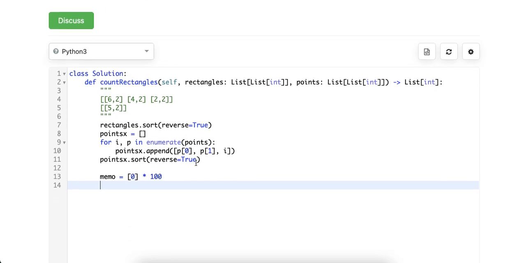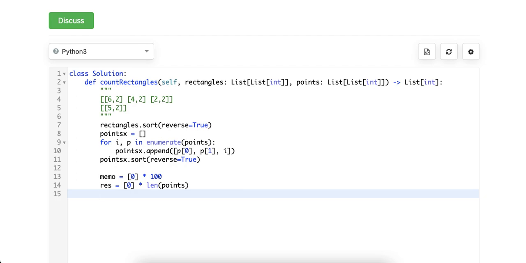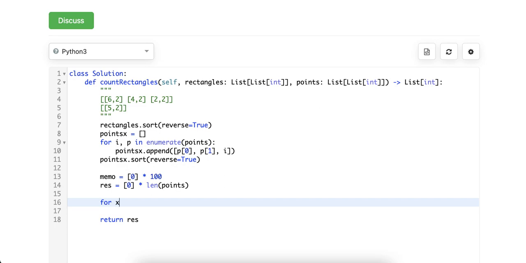Then let's do it. Later on also we need to store the result, right? And the result will have the same length of the points. This is what we're going to return. Another thing is we're going to remember the leverage that when the next point doesn't need to check the rectangles that already been checked by the previous point. Now let's write the looping for the point first. We use the one that is having the index and sorted.